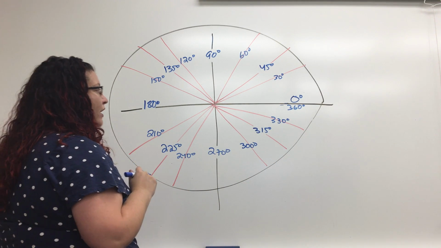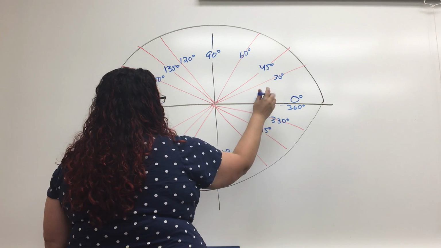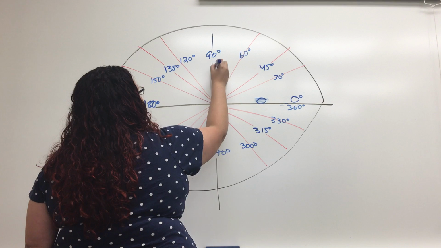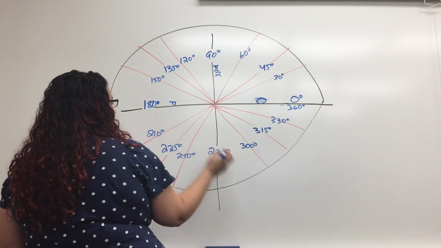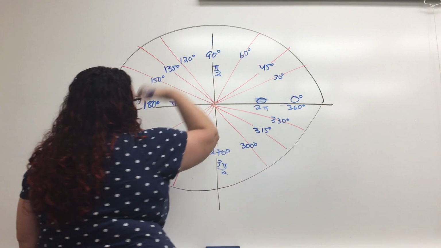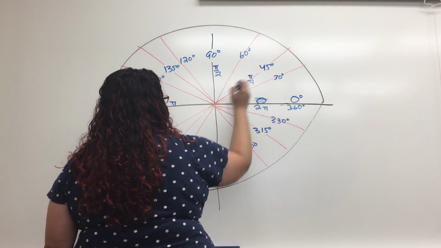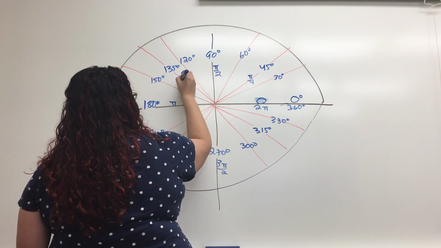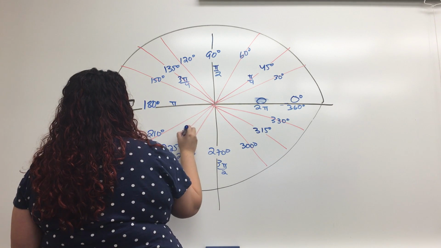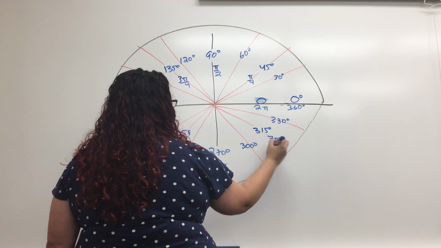Now I'm going to do radians. I'm going to do it in the same manner. So I'm going to start at 0 and then pi over 2, pi, 3 pi over 2, 2 pi. So I'm counting by pi over 2 intervals. Halfway in between those, I have the pi over 4s. So pi over 4, 3 pi over 4, 5 pi over 4, and 7 pi over 4.